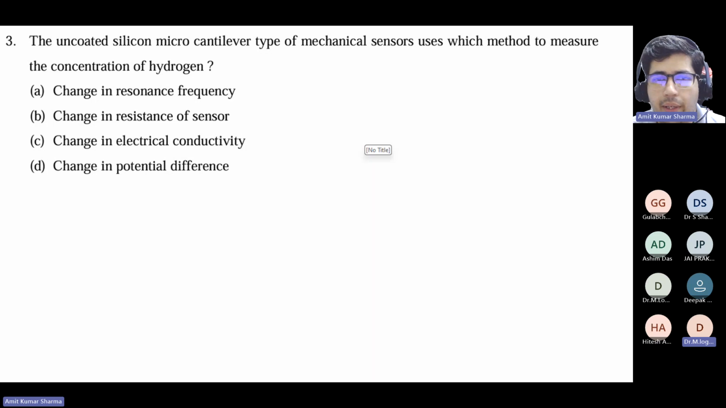Is anybody here from a mechanical engineering background? Yeah, I'm from mechanical. So do you want to explain what a cantilever beam is? A cantilever beam is a beam which is supported from one side and free on the other side.